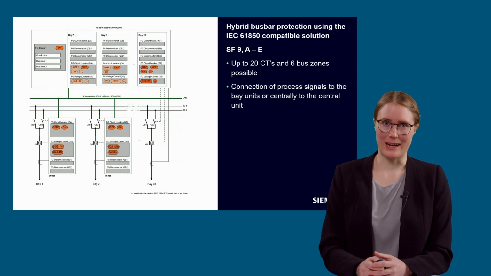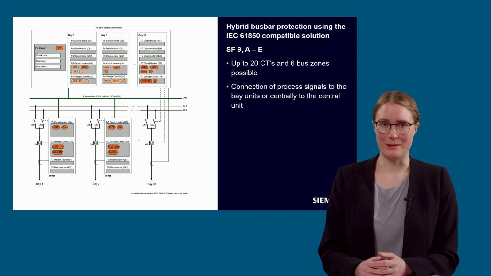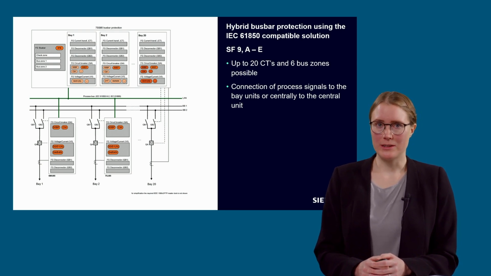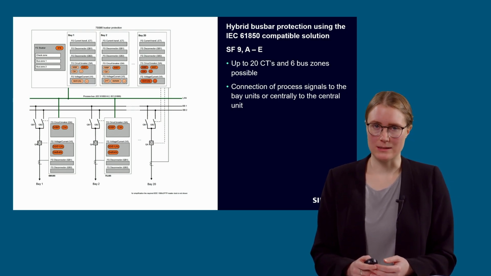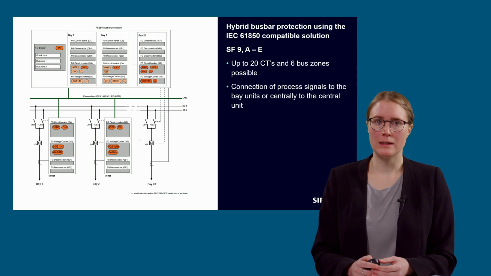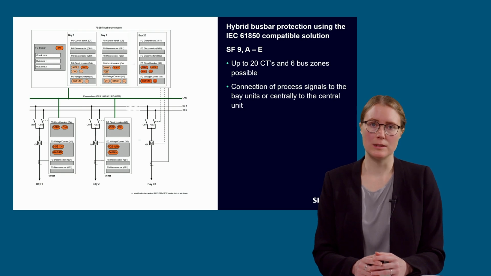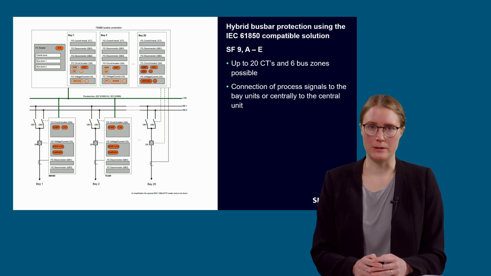Okay, this slide shows a hybrid busbar protection system using the IEC 61850 compliance solution as well. Hybrid means in this case that you have merging units for some bays in the field, and some of the process signals are directly connected to the 7SS85. This hybrid setup is only possible with the IEC 61850 compliance solution. In this sketch, Bay 1 and Bay 2 are connected to merging units, and Bay 20 is connected directly to the 7SS85. For the hybrid setup, only up to 20 measuring points are possible.